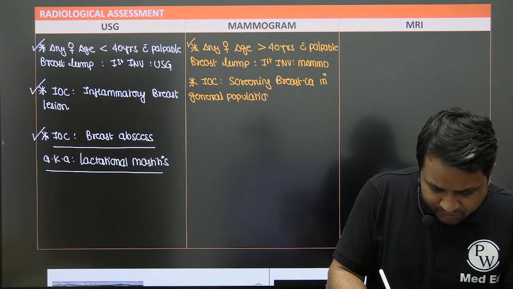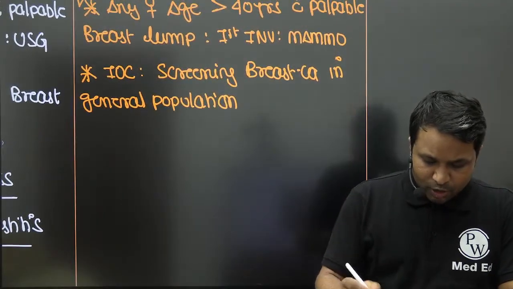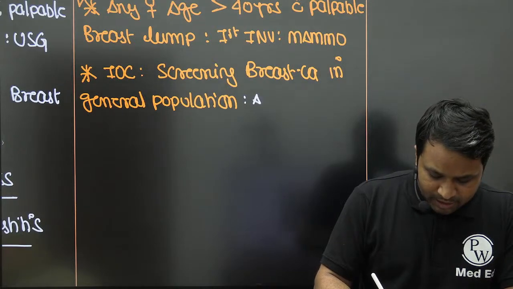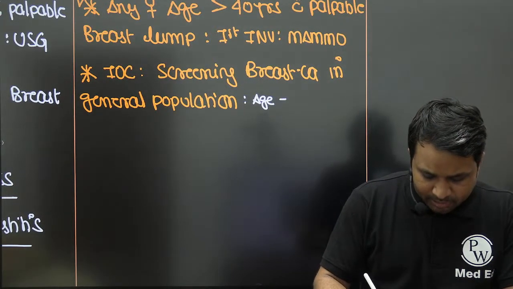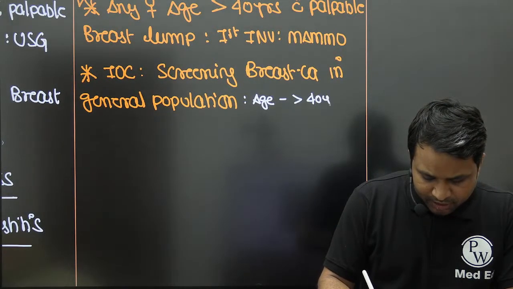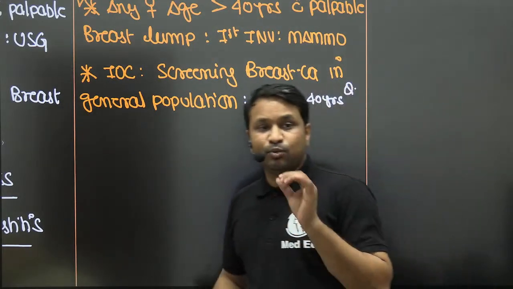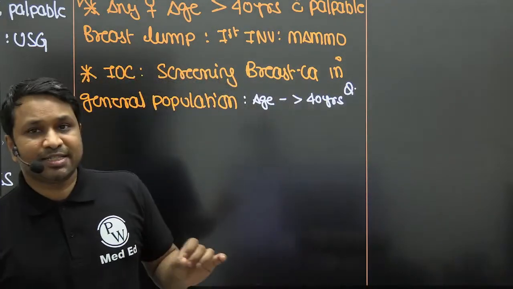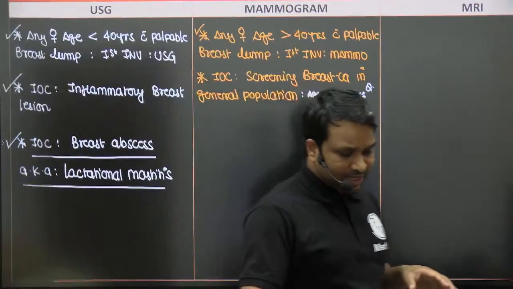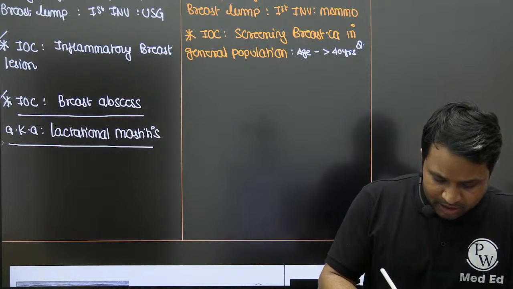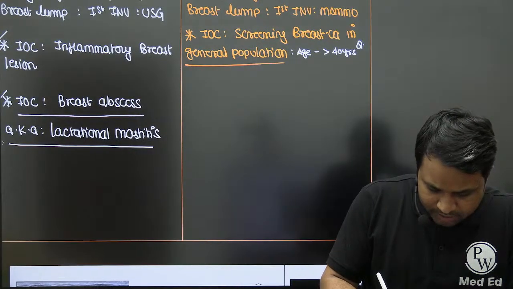Everybody knows it. So in your exam, when they ask you a question, their line of questioning is, at what age should I start screening? Remember, it is after the 40th birthday of the patient. So this becomes your exam question: at what age would you like to start screening the general population for breast cancer? The answer is going to be after the age of 40 years, right?